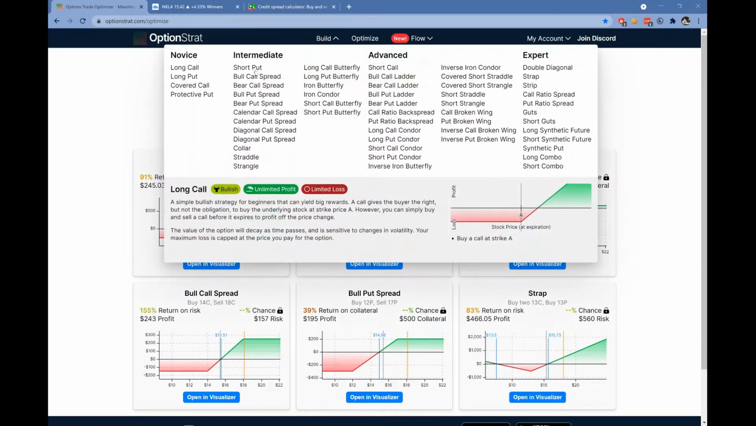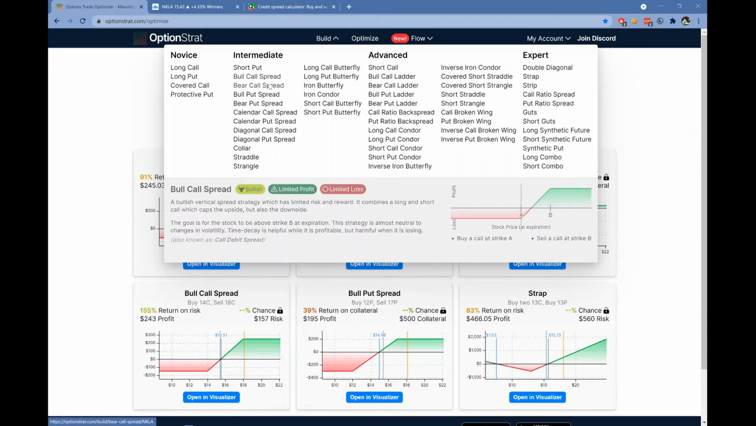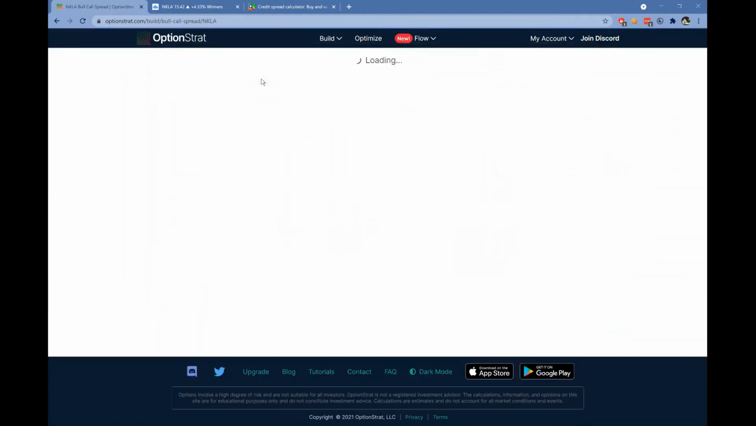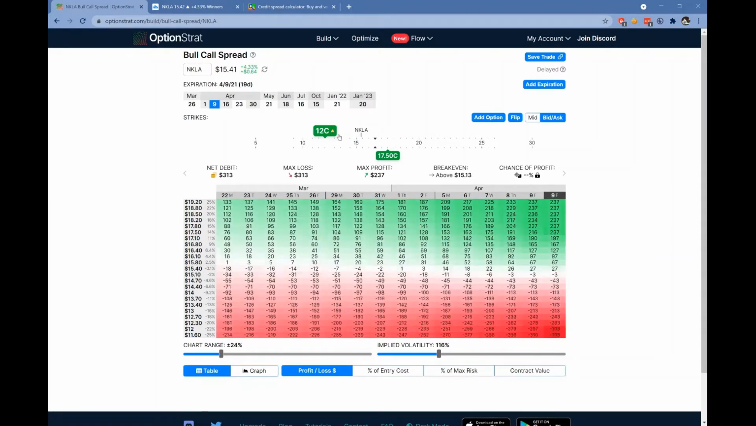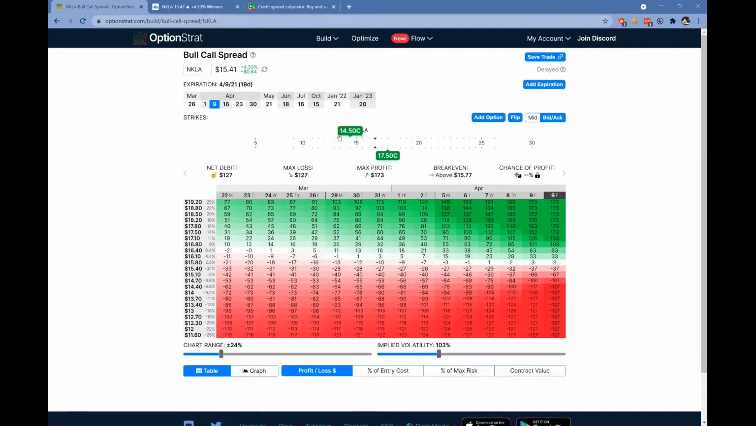So you can go to build, do the same thing you were doing over there with a call spread, type in Nicola, and you can see it already fills it in for you. And the best thing is you can just slide this around and play with those various strikes rather than having to click and then click again and try to guess.